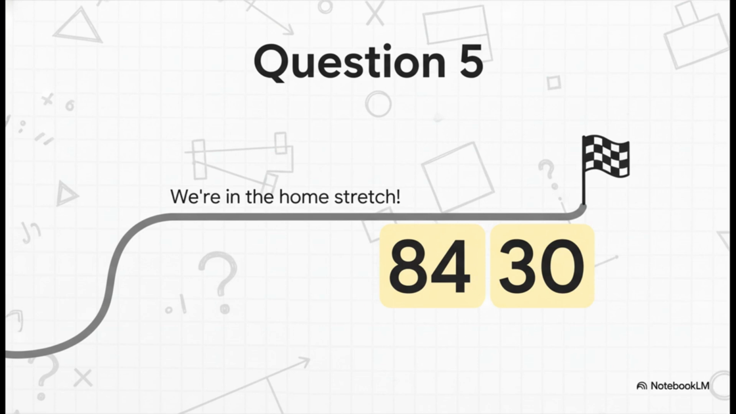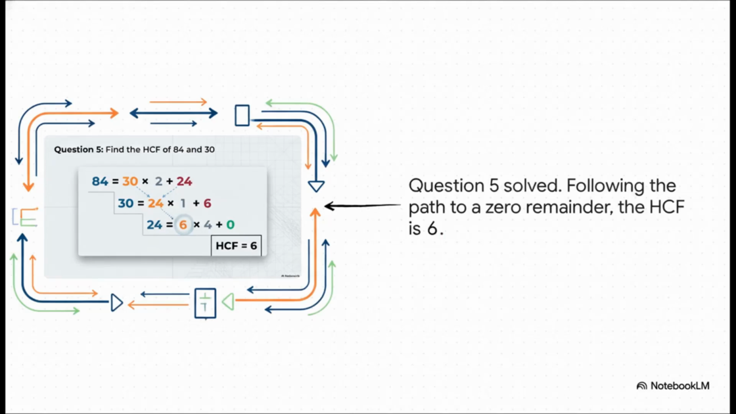For number 5, let's tackle the HCF of 84 and 30. Let's follow the path. We get a remainder of 24, then 6. And on that final step, 6 divides 24 perfectly. Ding, ding, ding. Remainder of 0. We know our HCF is 6. See how this is becoming almost second nature?